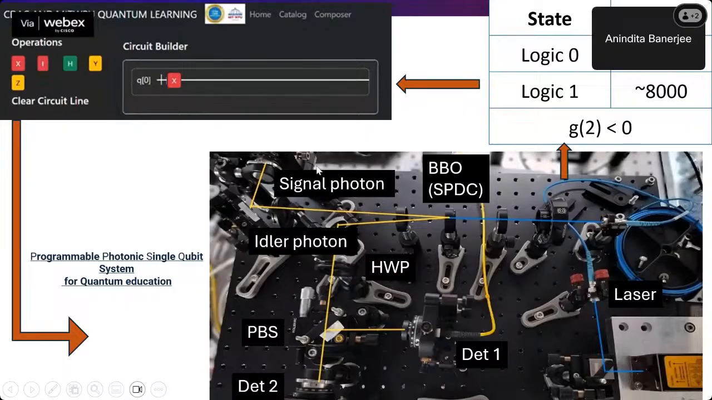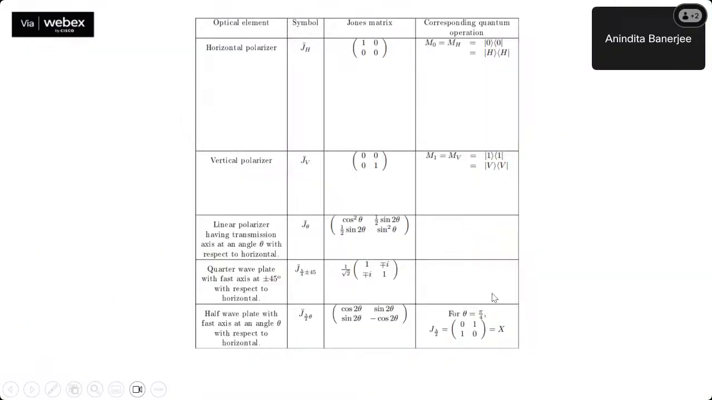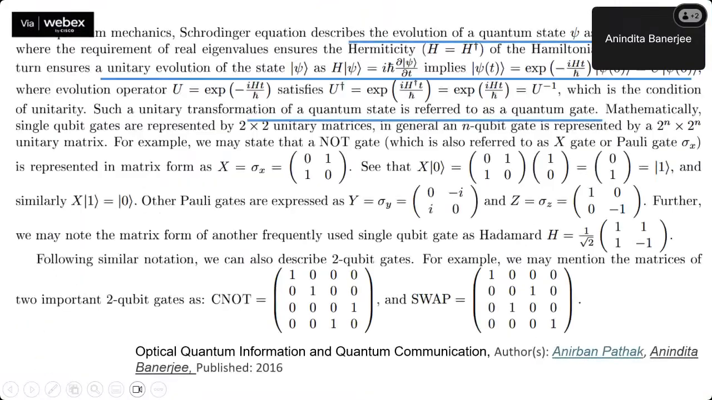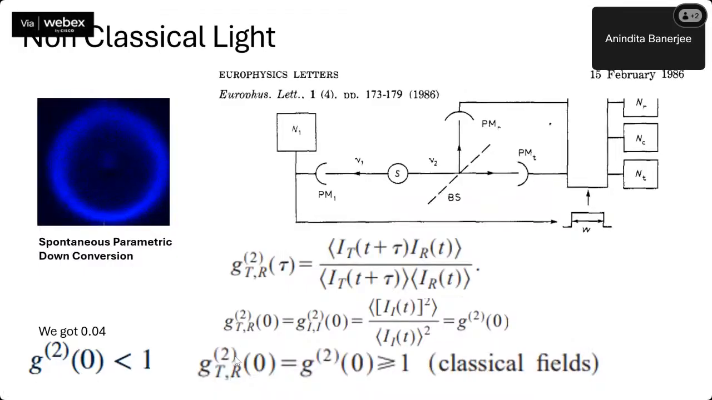So there's an interesting experiment called Grangier's single photon experiment, where we validate that photons are not divisible. This experiment I had mentioned earlier. Yeah, this is the experiment which I'm talking about right now. And you can see this parameter, the second order correlation function. And this is exactly the setup.